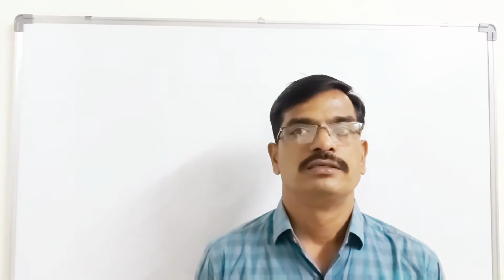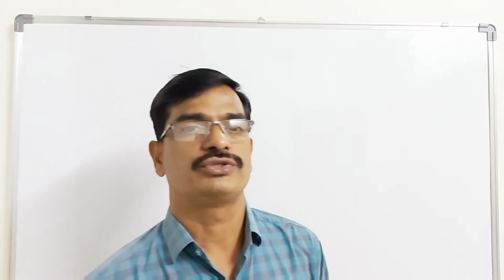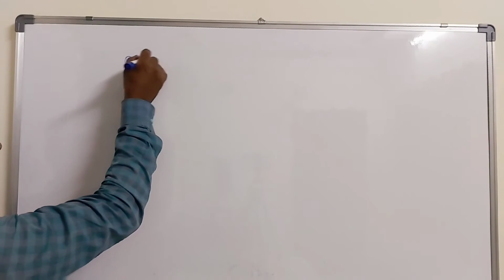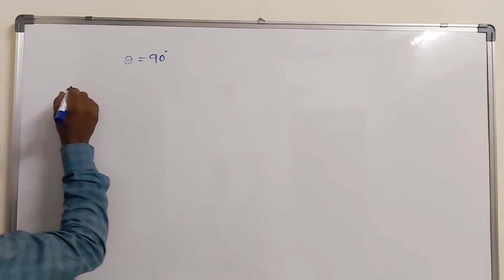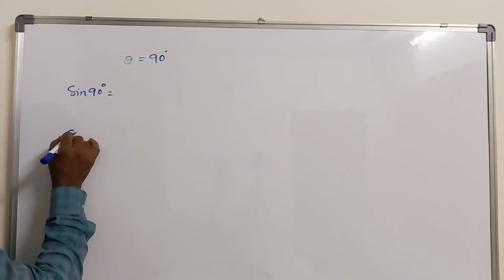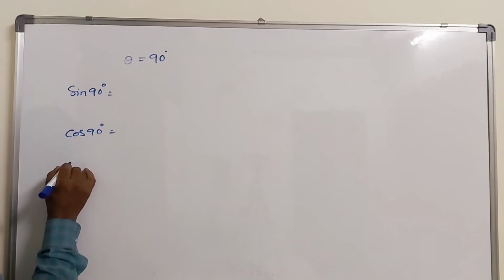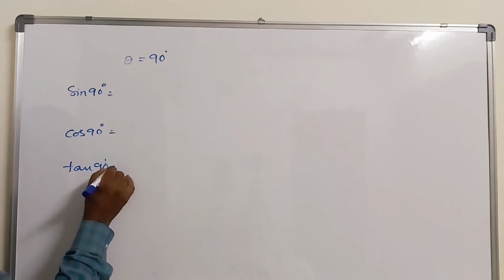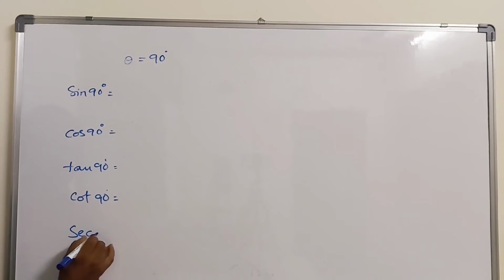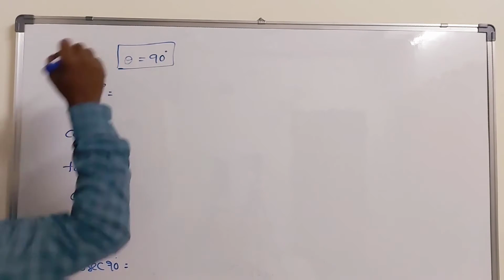So in this class I am going to explain the six trigonometric ratios when theta is equal to 90 degrees. That is the six trigonometric ratios' values: sin 90, cos 90, tan 90 degrees, cot 90 degrees, secant 90 degrees, cosecant 90 degrees. These values today we are going to find out when theta is equal to 90 degrees.